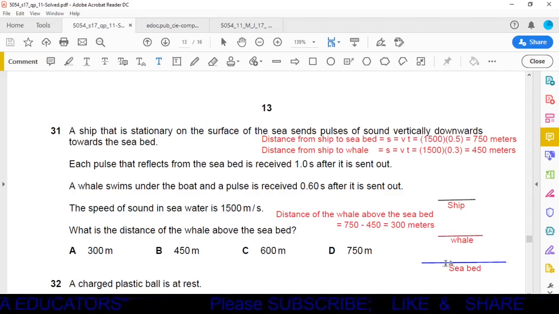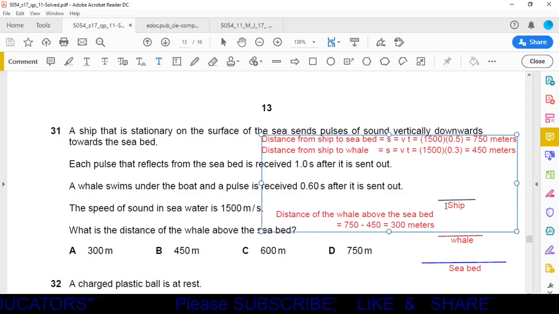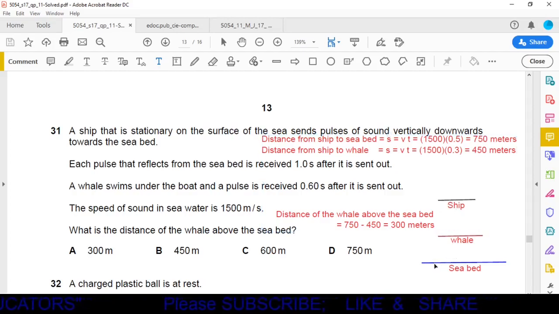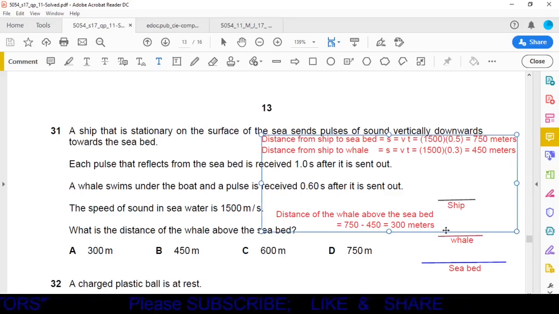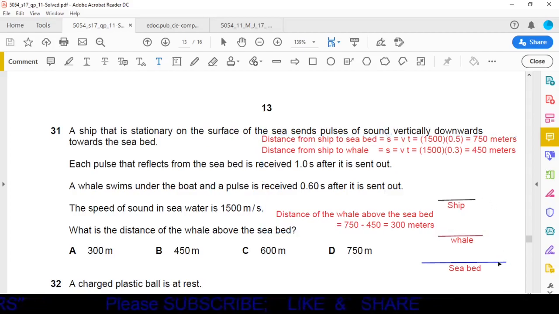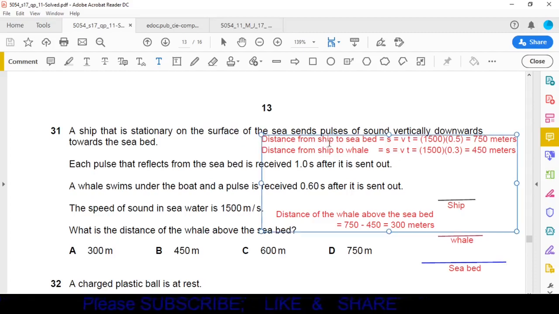Okay, we have to find out the distance between whale and seabed. To calculate the distance between whale and seabed, first we have to find out the distance between the ship and seabed. Then we have to find out the distance between ship and whale. Then we have to subtract this distance from the distance from ship to the seabed. Okay, now first we have to calculate the distance from ship to the seabed.